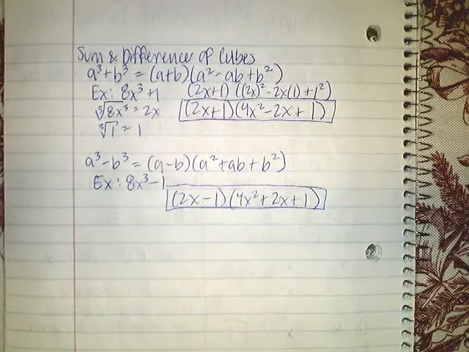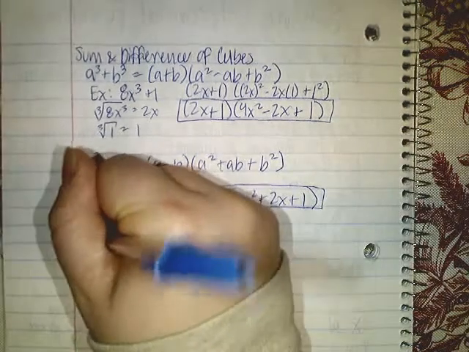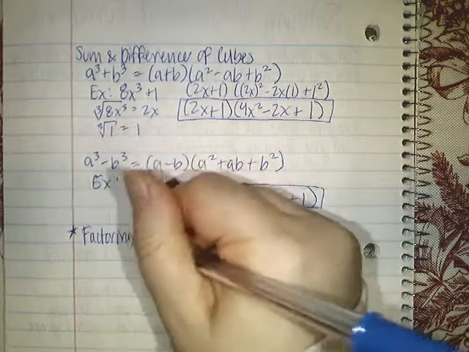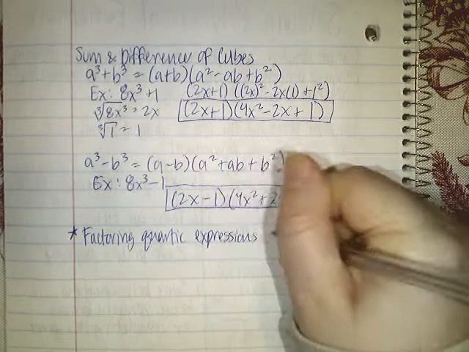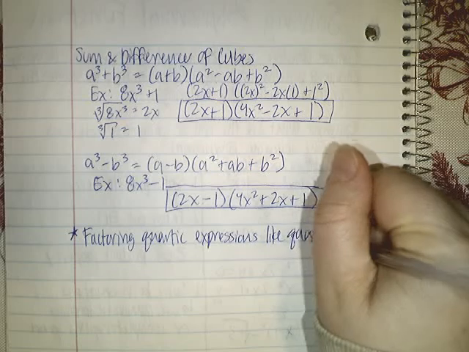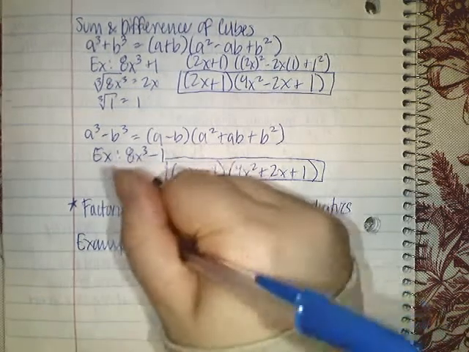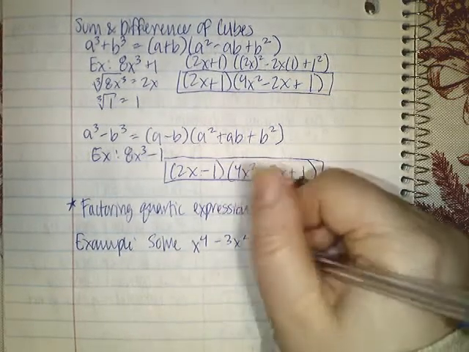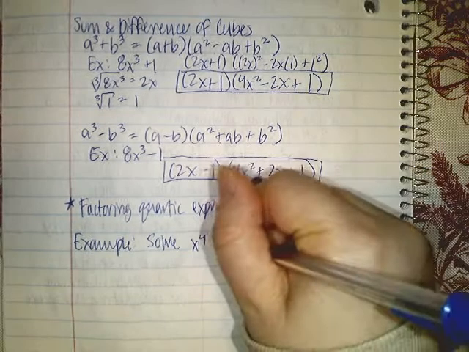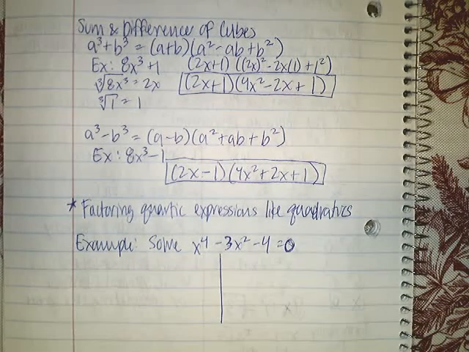All right, the last thing I want to show us today is another factoring technique: factoring quartic expressions like quadratics. Sometimes we'll end up with quartic functions that can be factored as though they are quadratic. So we're going to do an example of that real quick. I want us to solve x to the fourth minus 3x squared minus 4 equals 0. Make sure it's always set equal to 0 to start. I did that for us in this step, but it will not always be equal to 0.